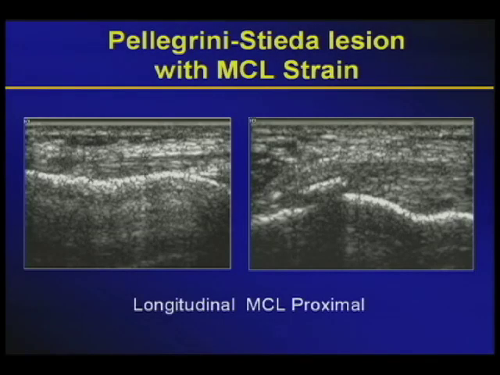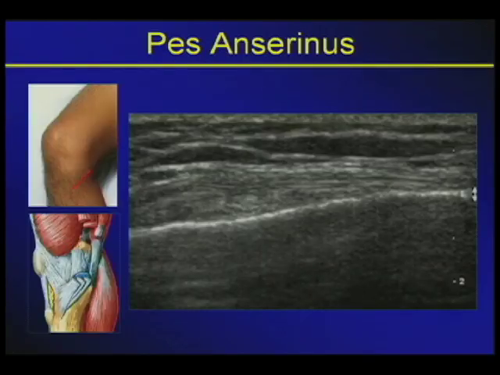When you have a high-level echo, this represents the heterotopic ossification or dystrophic calcification of Pellegrini-Stieda. On your left-hand side, you see the intact trilaminar structure of the medial collateral ligament. On the abnormal side, which is the right-hand part of the slide, you'll see this high-level echo with posterior acoustic shadowing representing the Pellegrini-Stieda lesion. We'll skip the pes anserinus, okay?